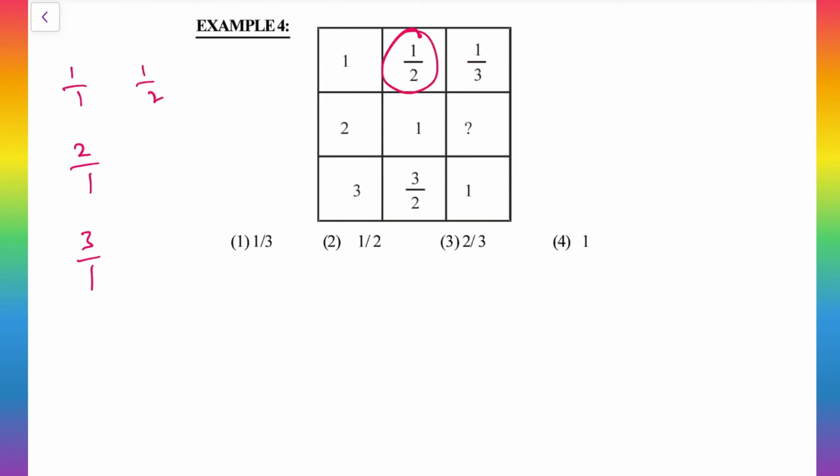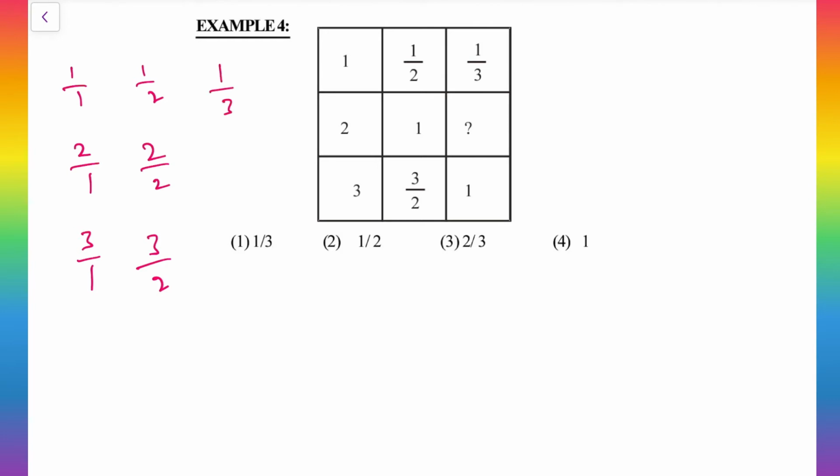Here 1 by 2 is there, means the next should compulsorily be 2 by 2. And then it is 3 by 2. 2 by 2 is nothing but 1 only. So this is also correct logic. Okay, now the same logic if you apply it to the third column, 1 by 3 as usual.